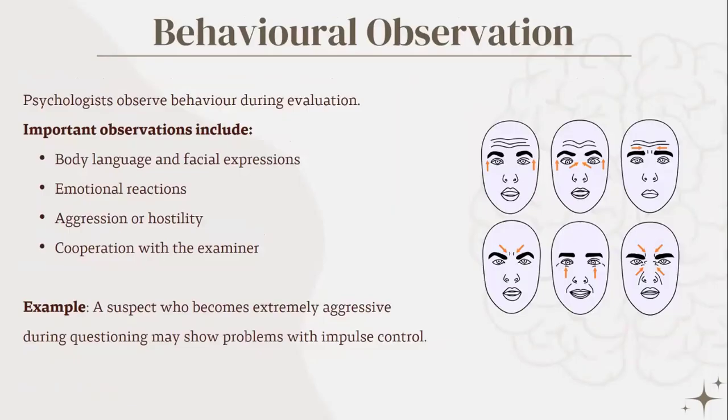Behavioral observation. So when we are conducting the interview, we are also observing the behavior of that person: body language, facial expression, emotional reaction, aggression or hostility, cooperation with the examiner. A suspect who becomes extremely aggressive during questioning may show problems. Suppose he has a very impulsive behavior, his mental status is not normal, he has some frustration, so he will show very high impulsivity. Some crime is committed by impulsive behavior also. So we observe during the interview time with the behavior observation. Next.